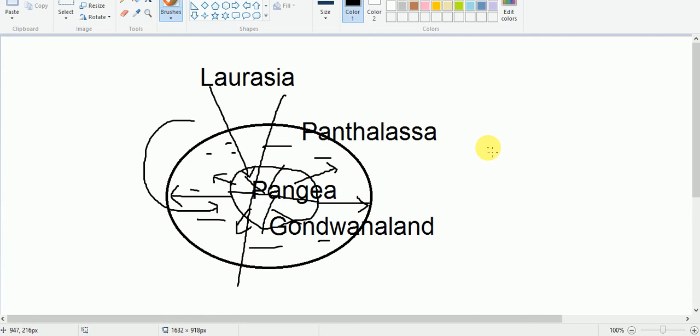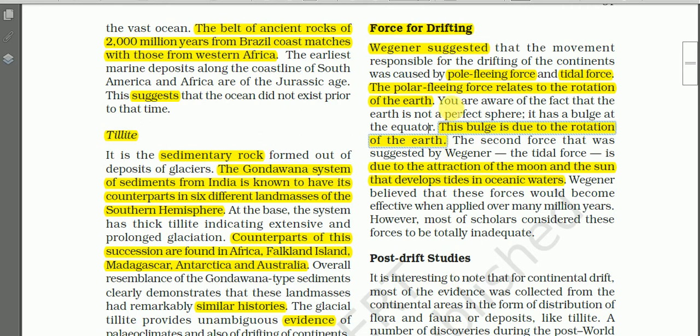When the Earth was in the primordial stage, when the Earth was not solidified totally, at that time, due to the rotation of the Earth, the Earth bulged at the equator due to the centrifugal force. And according to Wegener, this centrifugal force, also known as the pole fleeing force, is responsible for the drifting of the continents.